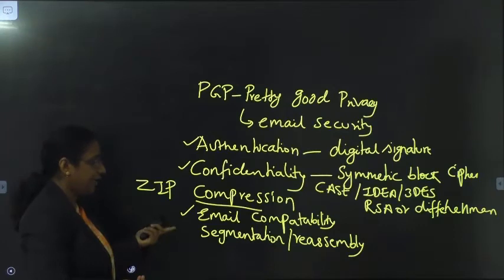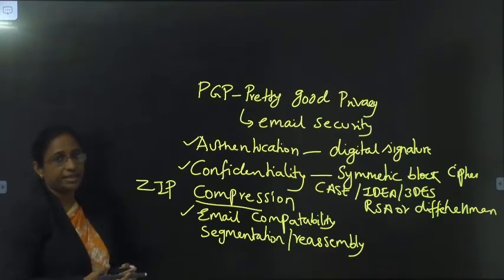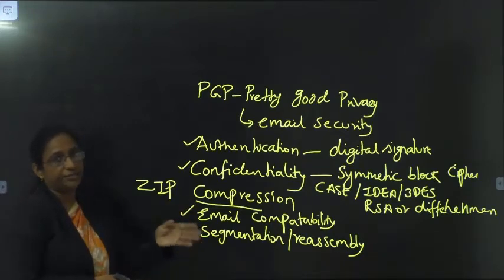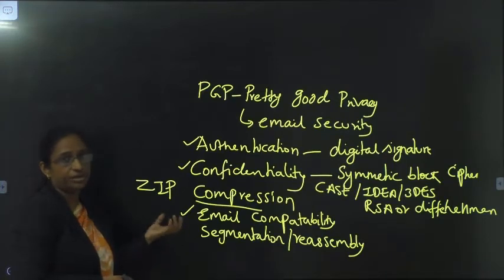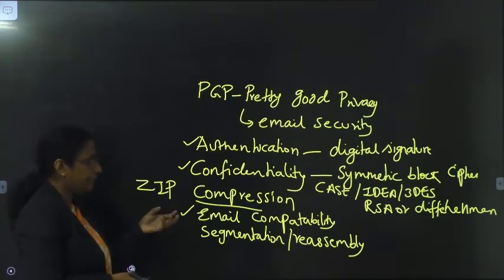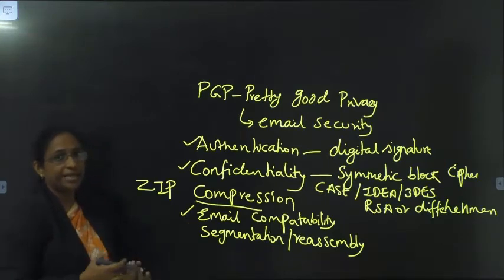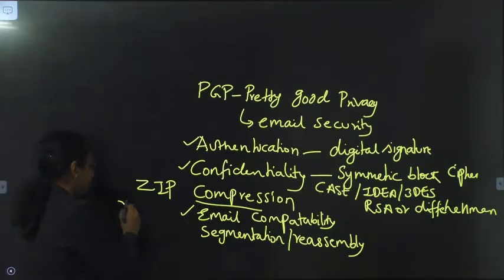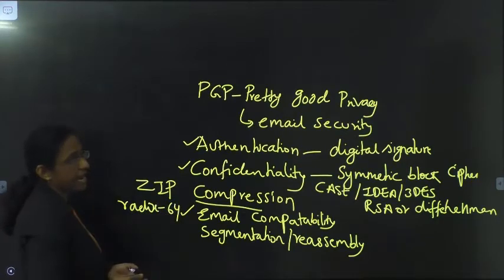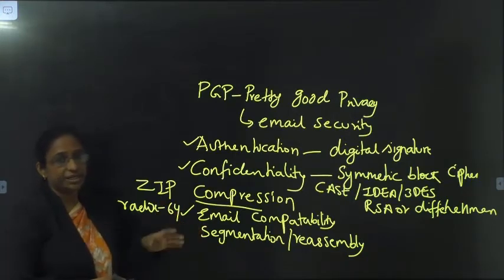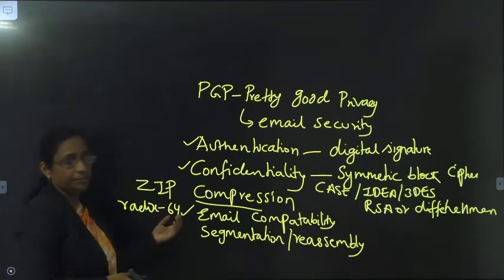Email compatibility is about converting your binary stream into printable characters. Whatever binary stream you have will be converted into printable characters using this email compatibility, and that conversion is done by using the Radix64 algorithm. By using this Radix64 encoding scheme, the binary stream is converted into printable characters by PGP.